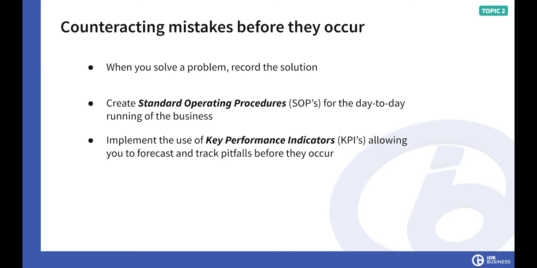Okay. So finally, we have implement the use of key performance indicators, allowing you to forecast and track pitfalls before they occur. Okay. So using this principle again, key performance indicators are essentially a daily or weekly recording of key performance statistics. Okay. So we've got things like sales, we've got things like marketing, we've got things like operational efficiencies that we want to record on a daily or weekly basis. Now, the reason that we do this is so that we are aware and understanding of what is going on in our business all the time. Okay, so if you're asking, okay, Ben, well, how could a key performance indicator help me counteract something before it actually happens? Okay, I'm going to share that with you just now.